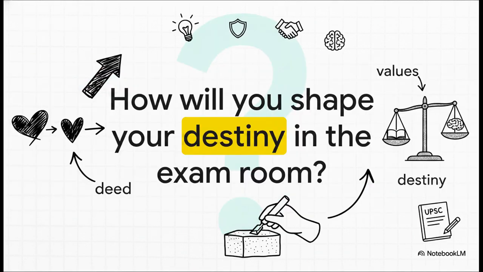We're going to wrap up this explainer with a final provocative thought drawn directly from the texts. As your deep, driving desire is, so is your will. As your will is, so is your deed. As your deed is, so is your destiny. The ultimate challenge isn't just memorizing these foundational values, right? It's internalizing them so deeply that they shape your deeds when you face those absolute and approximate dilemmas. So how will you shape your destiny in the exam room?